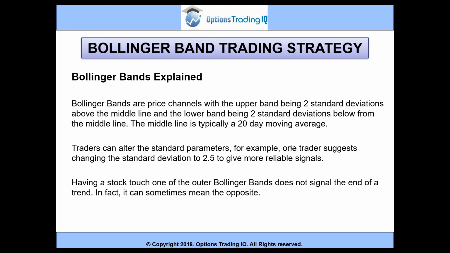They're price channels, with the upper band being 2 standard deviations above the middle line and the lower band being 2 standard deviations below the middle line. The middle line is typically a 20-day moving average. Traders can alter the standard parameters. For example, one trader suggests changing the standard deviation to 2.5 to give a more reliable signal.